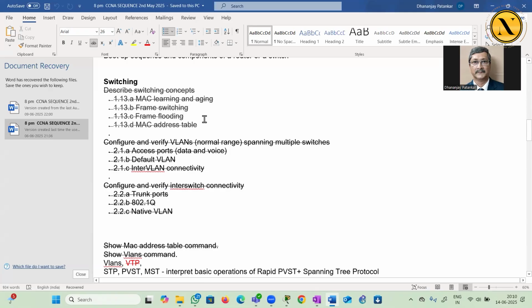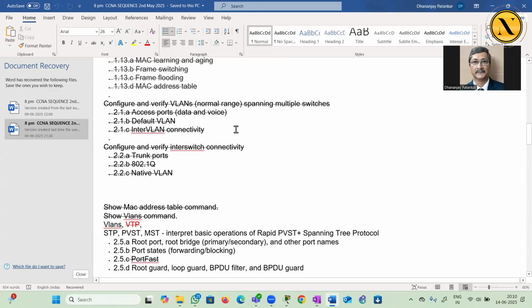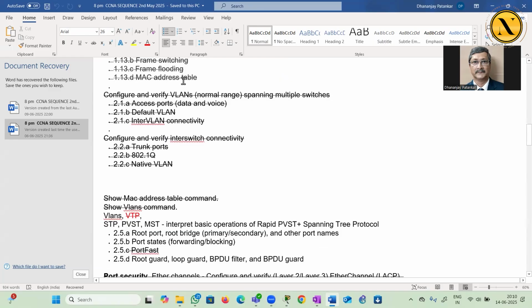And we know what our switch does, they say frame switching, right? So when one PC is sending data to another PC and both are in the same VLAN, that is frame switching. And unknown unicasts are flooded and multicasts are flooded and broadcasts are flooded, right? And we have explored the MAC address table. We also know how it learns and stores MAC addresses in the MAC address table. And configure and verify VLANs. Okay, we have done this.